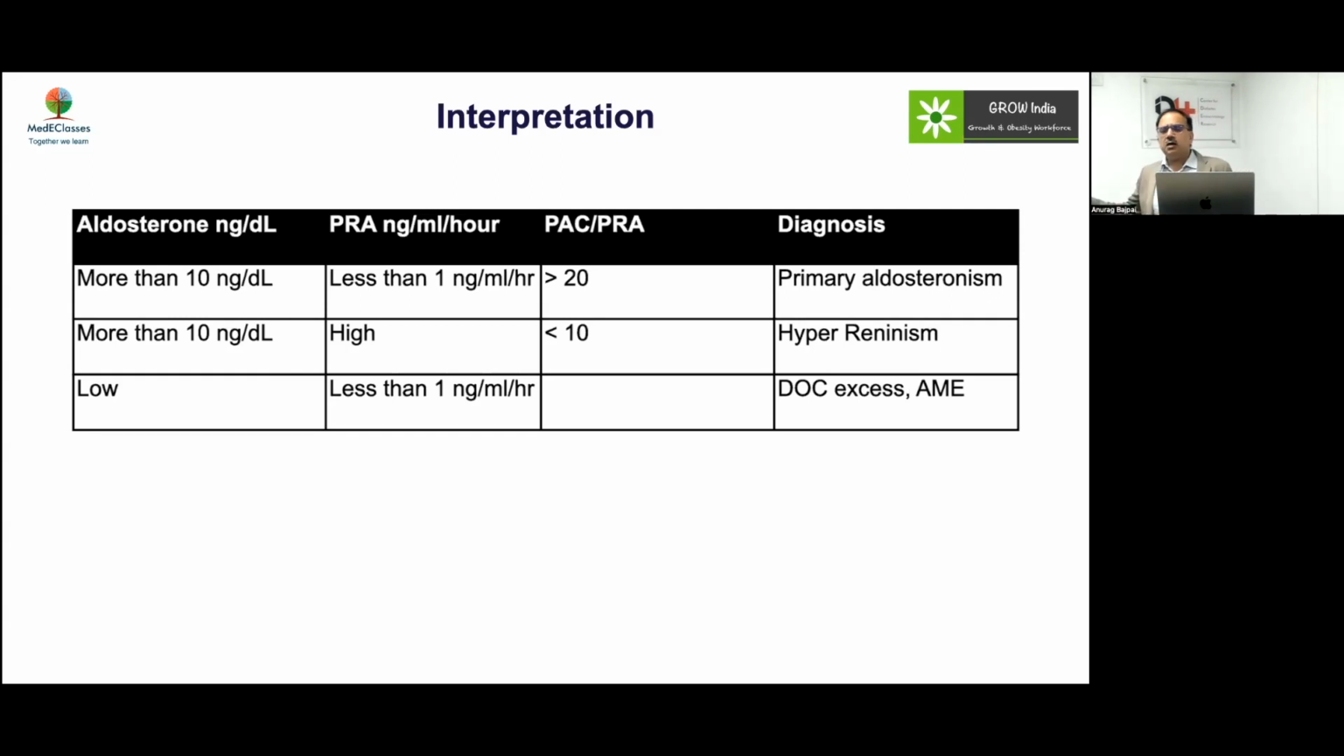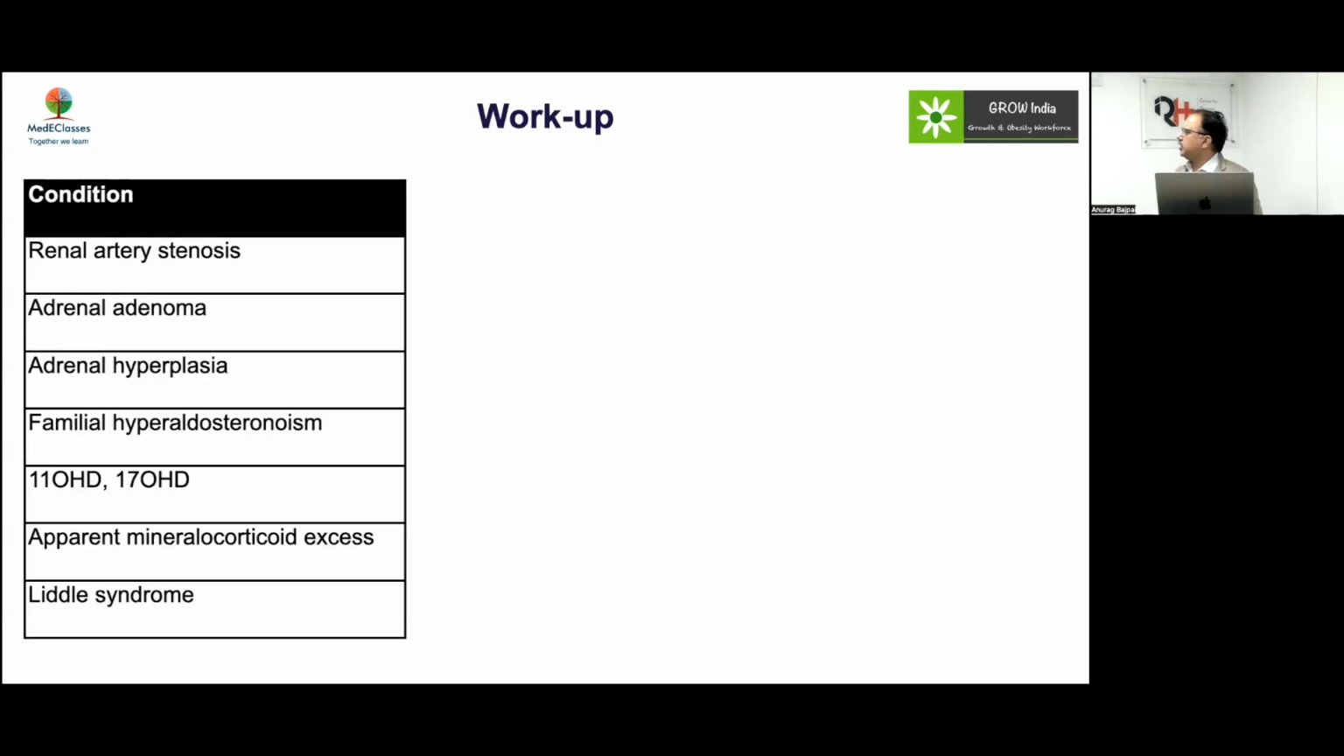If both of them are low, this means that there is some other form of mineralocorticoid which is acting, which could be a DOC, or there is an apparent mineralocorticoid excess, or Liddle syndrome. These are the possibilities. So now if we compare the common etiologies, renal artery stenosis, adrenal adenoma, or hyperplasia, these are pretty similar. GRA, these three will be similar.